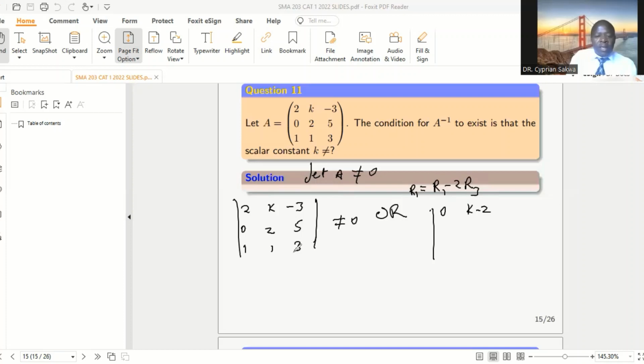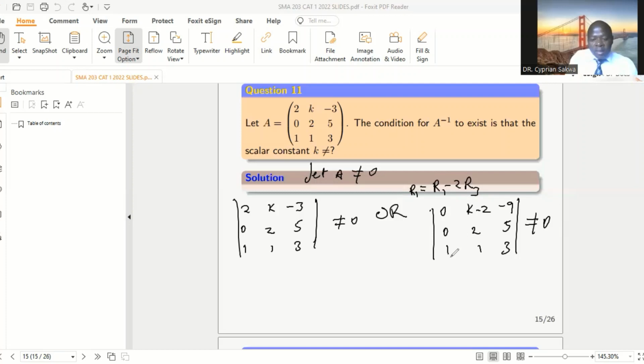If I multiply this by 2, I have 6. From this, I have negative 9. Then this other one remains where it is. It remains where it is. Then this other one I also leave where it is. And this determinant should not be equal to 0. Now what do I have?